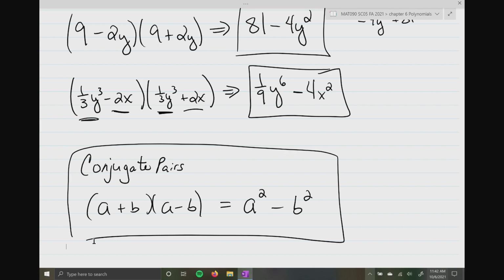But that's how you've got to study math. Remember, I told you I'm going to teach you how to study math. That is how you do it. You study the definition, conjugate pairs: quantity A plus B, quantity A minus B being multiplied. It's your job to be able to recognize that.